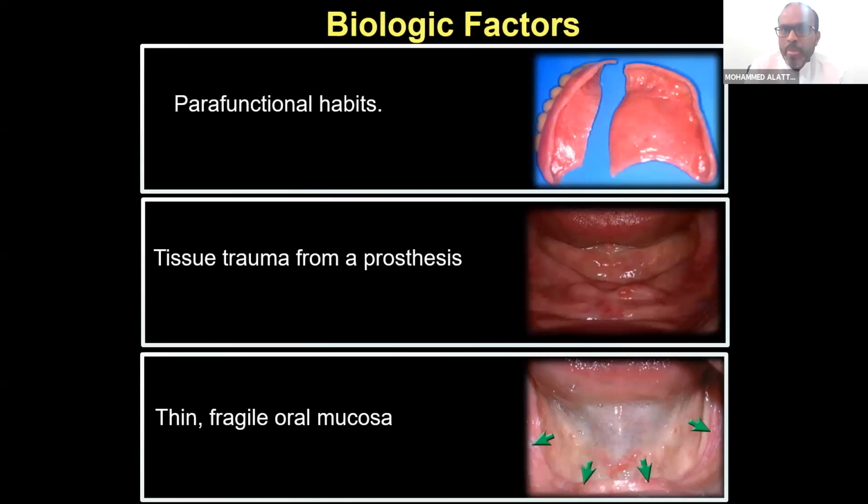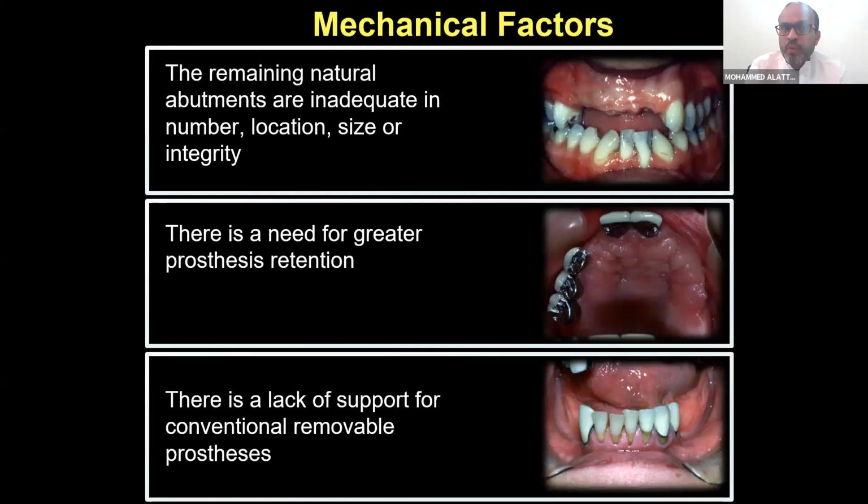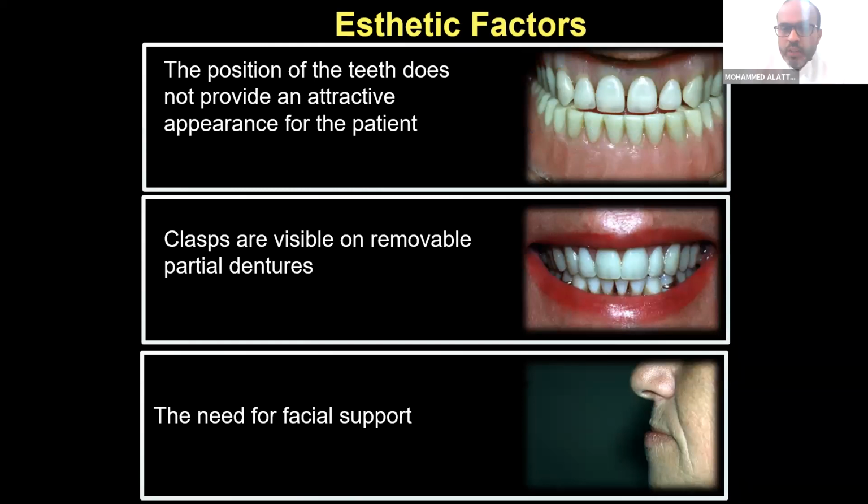And also for the mechanical factors, we have a lot of factors: some of the remaining natural teeth are not adequate in size and numbers, and they need greater retention. And also there is a lack of support for the prosthesis. And from the aesthetic factors, some of the positions of the teeth that you will set in the available bone will not give an attractive appearance for the patients. And also sometimes the visibility of the clasps, and also the facial support, because the patient looks like a pseudo class three or almost a class three.